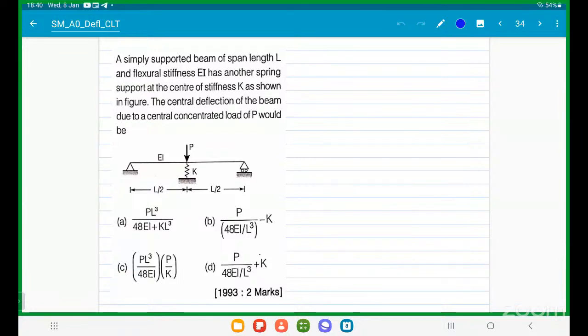So, a simply supported beam with a central point load, the normal case. Then there is a central spring. The central deflection of the beam due to the concentrated load, if there is no spring, easily you can give the answer. But there is a spring also. How to calculate? Any idea?